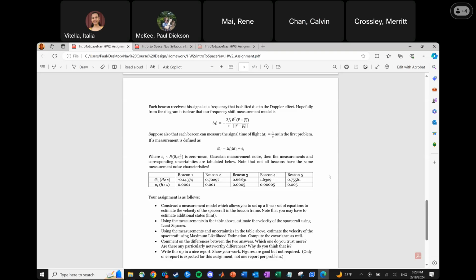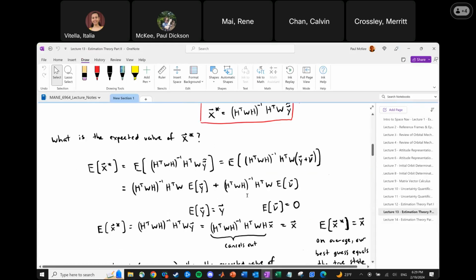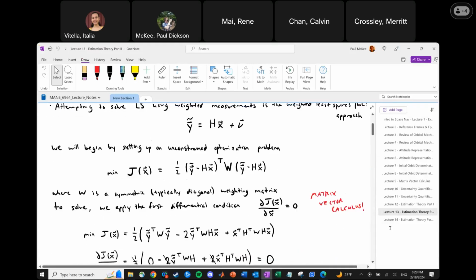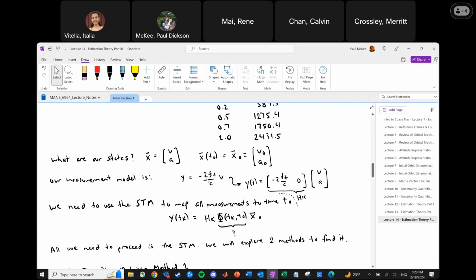Hey, Paul. Yeah, what can I do for you, Calvin? Can you go over the state transition matrix, how you did it for method one again? Sure, absolutely. We'll do a quick review of method 1. I thought I understood, but looking back at it, I'm getting confused. Okay, absolutely. So does that mean that method 2 made more sense to you?